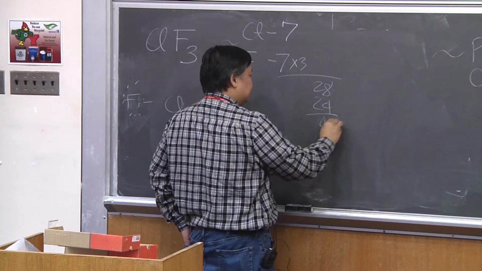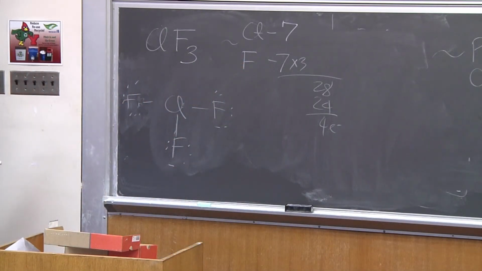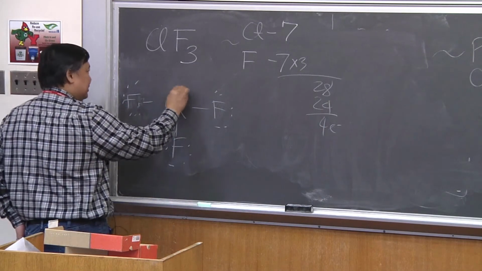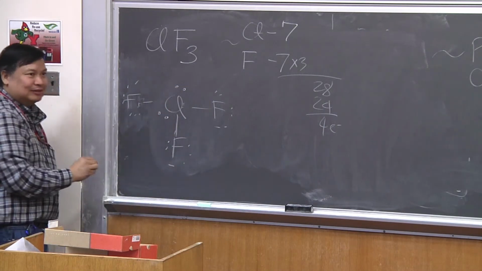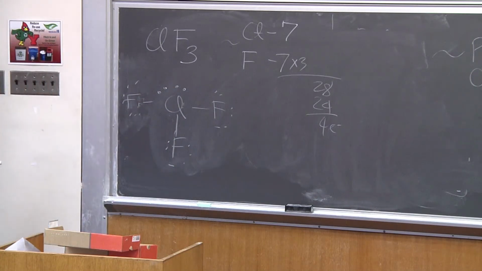So you have 4 electrons left. Where do you put the 4 electrons? You can put 2 electrons on top, and 2 electrons on the bottom. Well, does it really matter if I go this or this, or this or this? It's the same thing, as long as you have 2 extra pairs around chlorine. Okay?